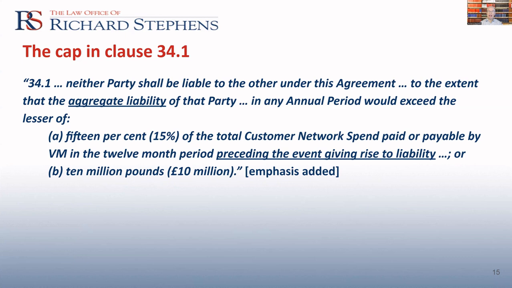Now you have here that horrible mismatch between an aggregate, in this case an annual aggregate liability, but it's pegged to 12 months prior to an individual event. And we've seen several cases on that recently where the courts have struggled with trying to give any sensible, coherent meaning to that sort of drafting.